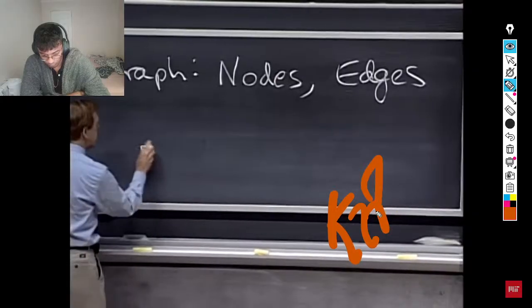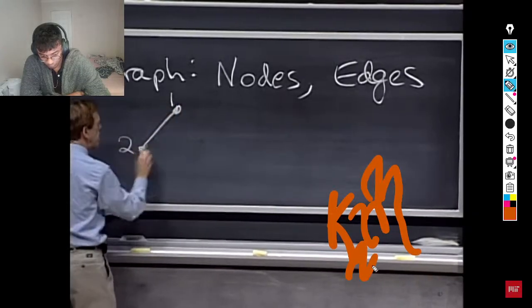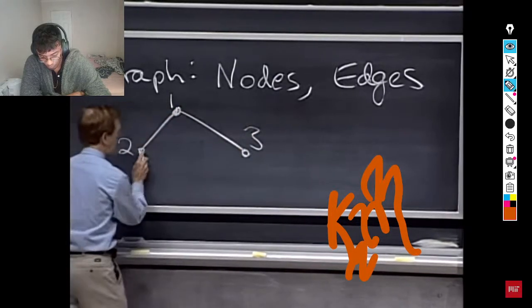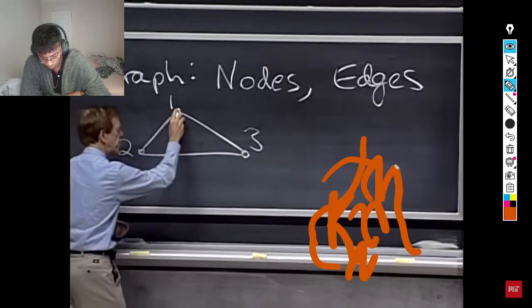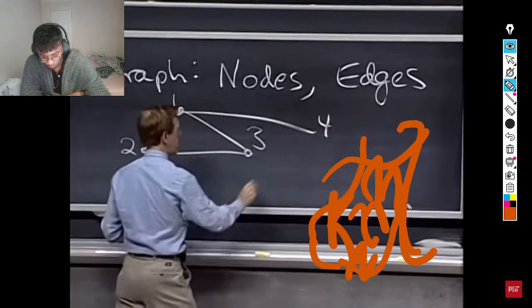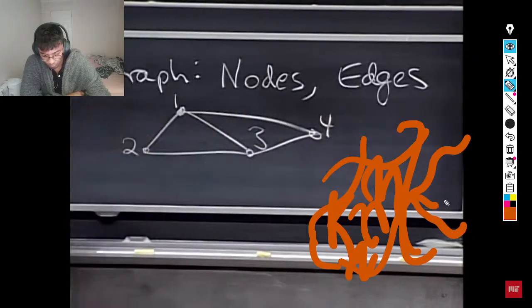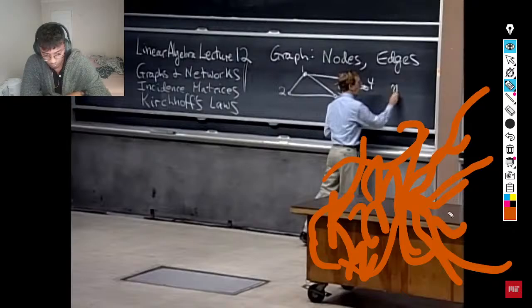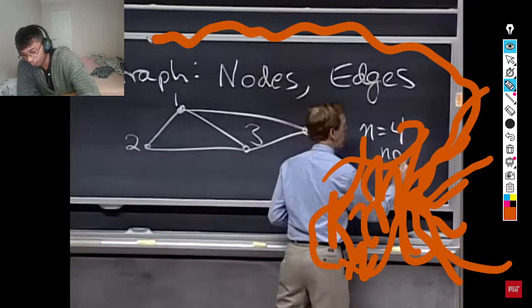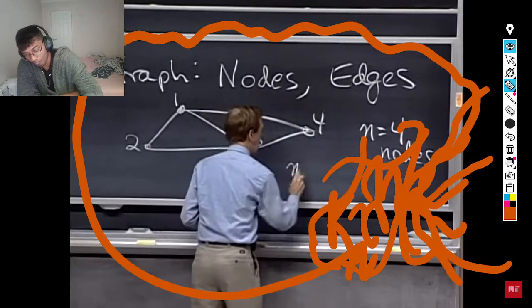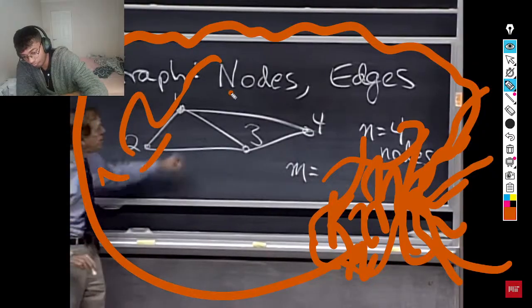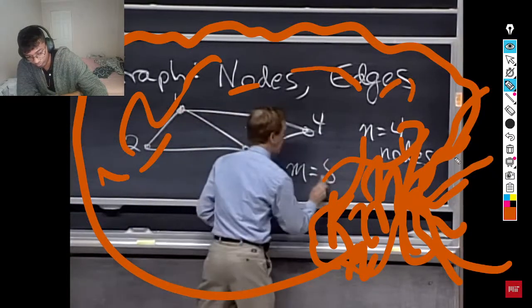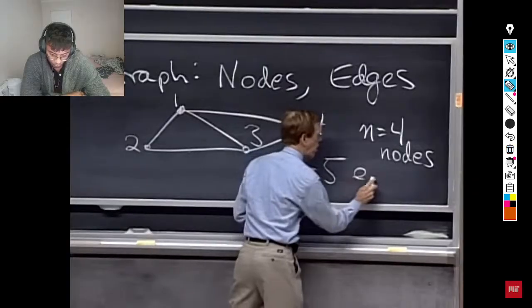Here, let me take just maybe nodes 1, 2, 3. Well, I'll put in that edge, and maybe an edge to a node 4, and another edge to node 4. How's that? So there's a graph with 4 nodes. So n will be 4, n equal 4 nodes. And the matrix will have m equal the number of edges, there'll be a row for every edge. So I've got 1, 2, 3, 4, 5 edges. So that will be the number of rows.